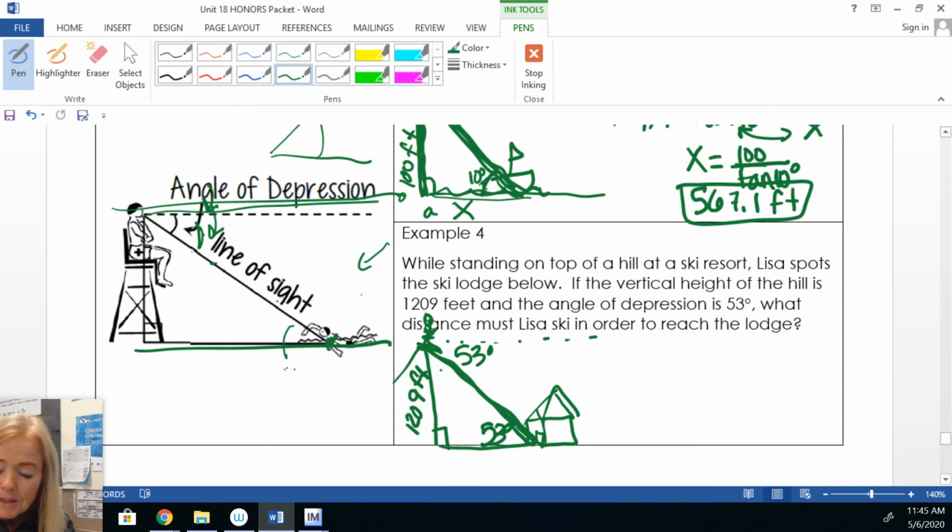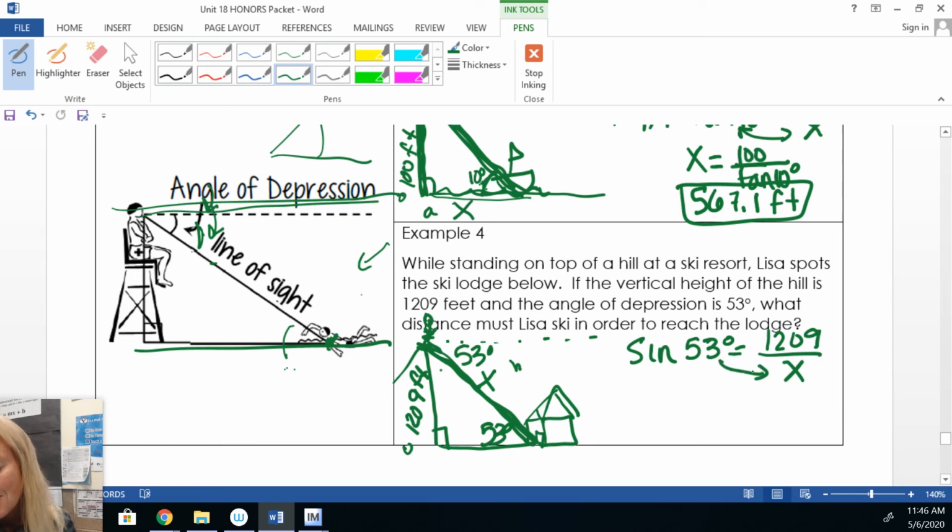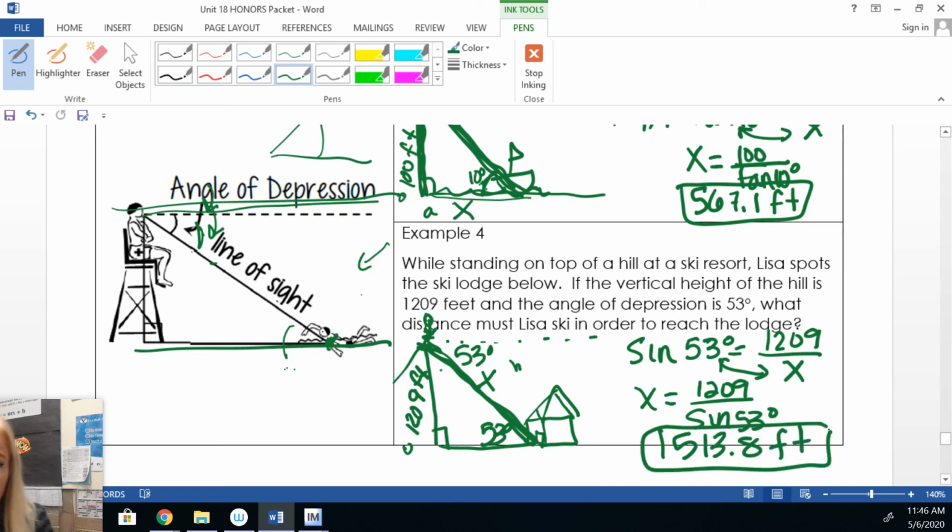And then we want to know what distance must Lisa ski. So this is right here. This is her line of skiing in order to reach the lodge. So that's x there. So we'll look at that: opposite and hypotenuse, so that's sine, always followed by the angle. 53 degrees is opposite, 1209 divided by hypotenuse, which is x. x is on the bottom, so again, it's a little switcheroo. We do x equals 1209 divided by sine 53. And that is 1,513.8 feet that she must ski down in order to make it to the lodge.